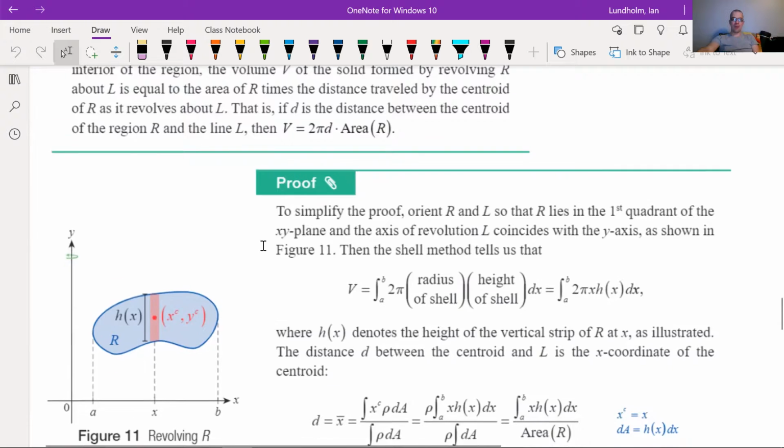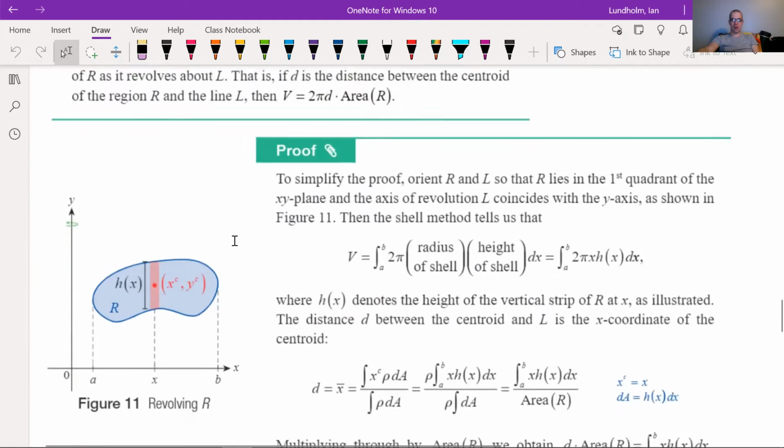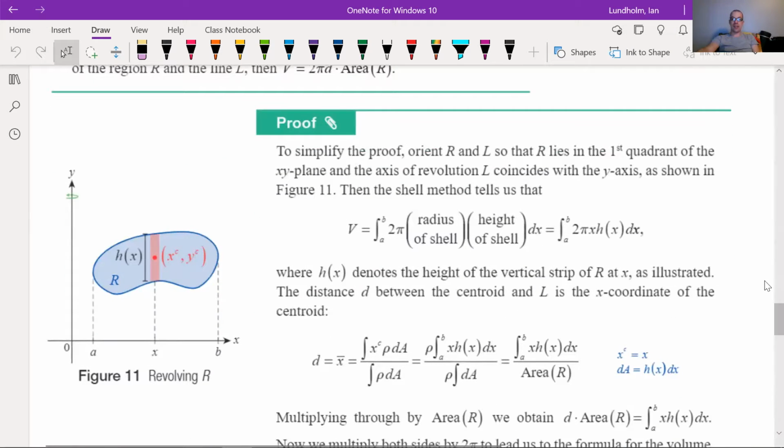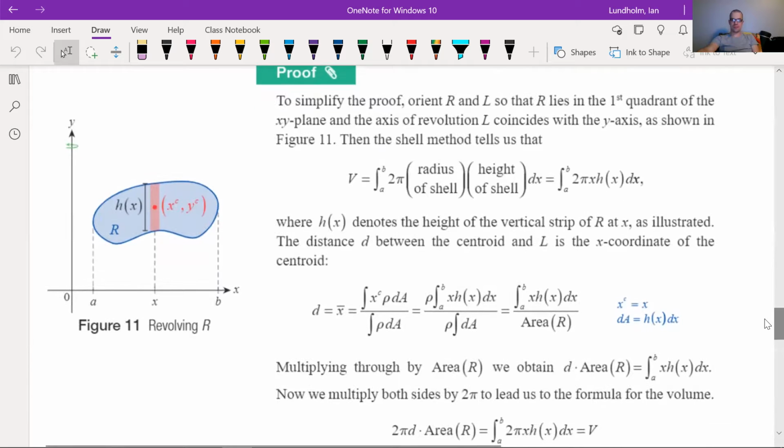And if you want to look at a proof of why this theorem works for volumes, it's based on the shell method. You could consider adding up a bunch of shells of this kind of thing. And yeah, here we've got the x coordinate of the centroid playing an important role there.